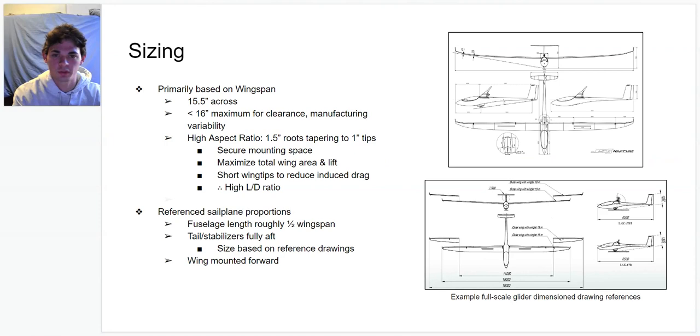The glider sizing was based on maximizing the wingspan for increased lift. The wingspan was just 1/2 inch less than the maximum dimension of 16 inches. A relatively high aspect ratio was used to minimize wingtip length and induced drag, with the wings tapering from 1.5 to 1 inches.